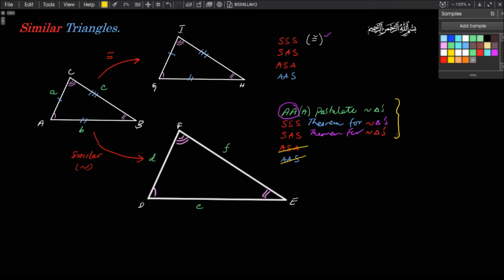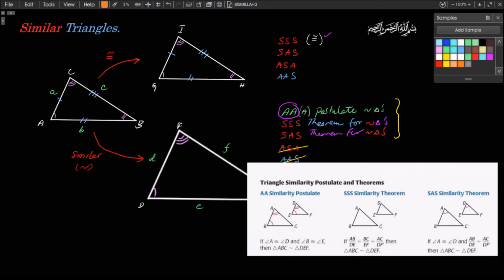Now, just like you have to understand what it means to say side, side, side for congruent triangles, you have to understand what it means to say side, side, side for similar triangles, side, angle, side for similar triangles. Let's go through this. So the angle similarity postulate states that if you have two triangles such that two angles are congruent, then the triangles are similar. In this case, triangle ABC is similar to triangle DEF.